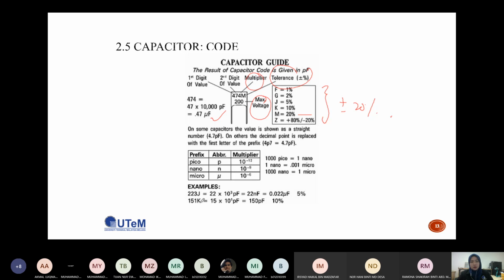Same as this example, you have 223J. 2 is the first digit, 2 is the second digit, 3 is the multiplier. Multiply by 10 to the power of 3 pico, you get 22 nanofarad. J is 5%, so you have a tolerance of plus minus 5%. This one, 151K: 1 is the first digit, 5 is the second digit, 1 is the multiplier, so you multiply by 10 to the power of 1 pico, and you will get 150 picofarad. K is plus minus 10%.